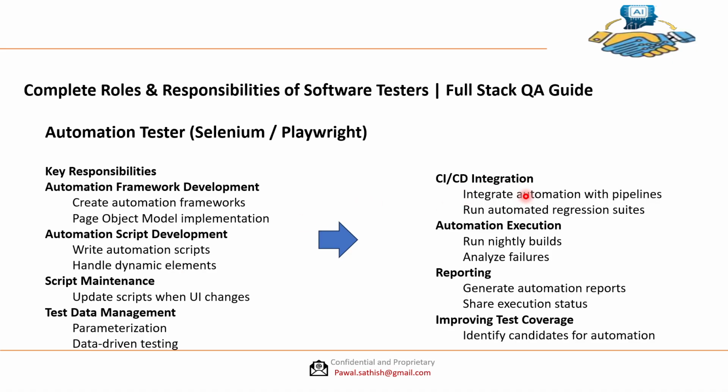Next is CI/CD integration. Once all the scripts are ready and working fine, we can integrate them into the CI/CD pipeline and run automated regression suites. Then automation execution: we need to execute the nightly builds and analyze the failures. Next is report generation through automation, and we need to share the execution reports with stakeholders. We also need to keep improving the test coverage, so we need to identify candidates for automation and keep this process ongoing. So these are the roles and responsibilities of an automation tester.